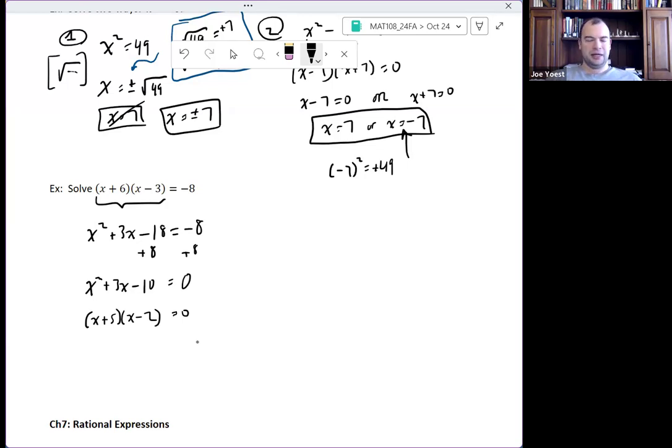So I multiplied, I moved the negative 8 to the left side, and then I factored again. It doesn't seem like I accomplished all that much, but what I did was this: up here, the right-hand side was product of two things equals a number. Well, now I have product of two things equals 0. Now I can apply my zero product property. So x plus 5 equals 0, or x minus 2 equals 0. And we have x equals minus 5, or x equals 2.